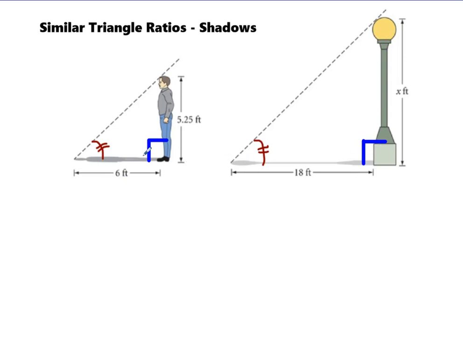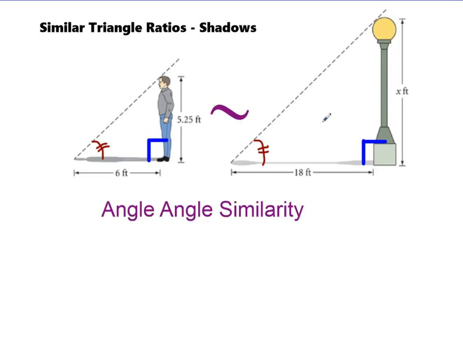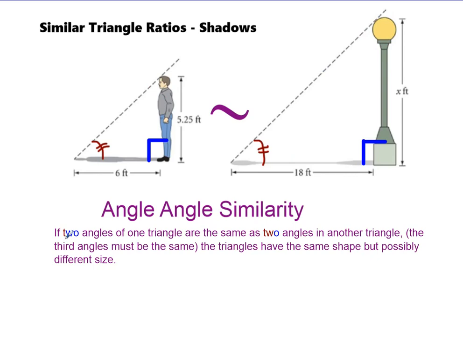If we have right angles, it's clear we're looking at triangles, and these triangles have angle-angle similarity, okay? And that is because when I subtract from 180 the two angles that I have, these last angles have to be the same. Formally stated, if two angles of one triangle are the same as two angles of another triangle, then the third angles must be the same, and the triangles have the exact same shape. They might be different sizes, as you can see here. These are different sizes.